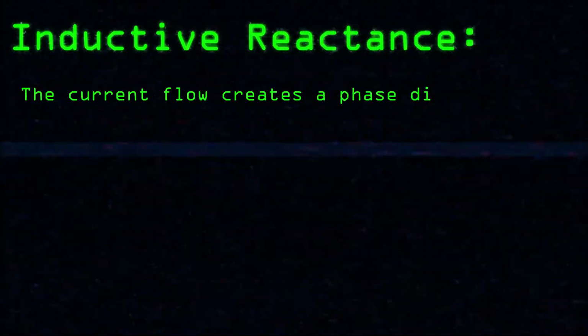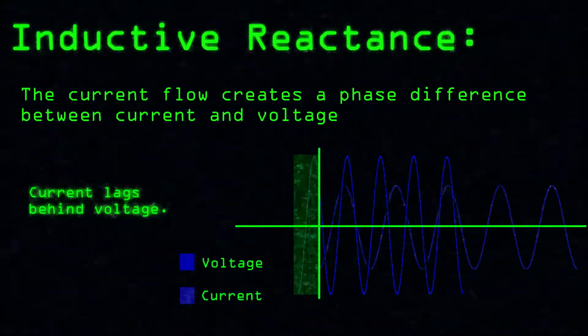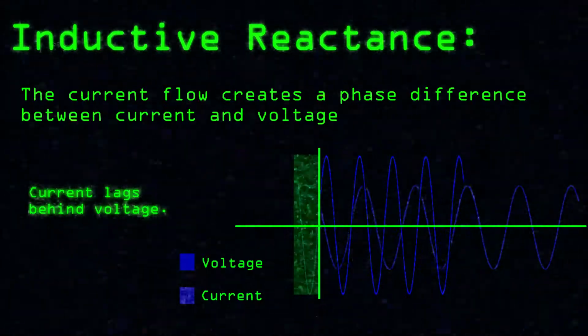Due to this, the current flow delays and creates a phase difference between the current and voltage waveforms, which causes the current to lag behind the voltage.